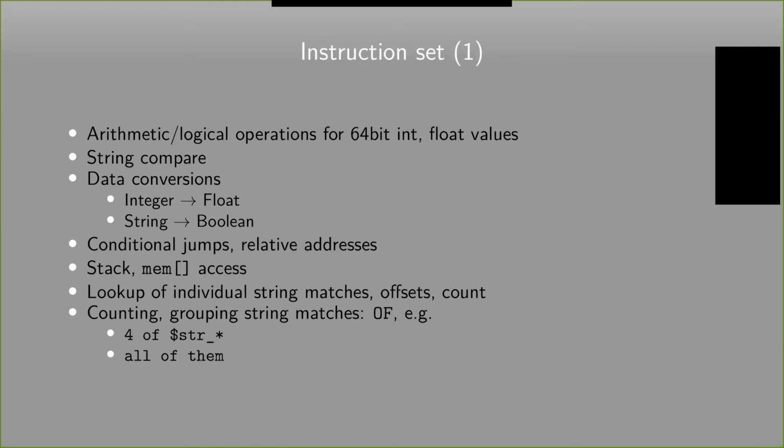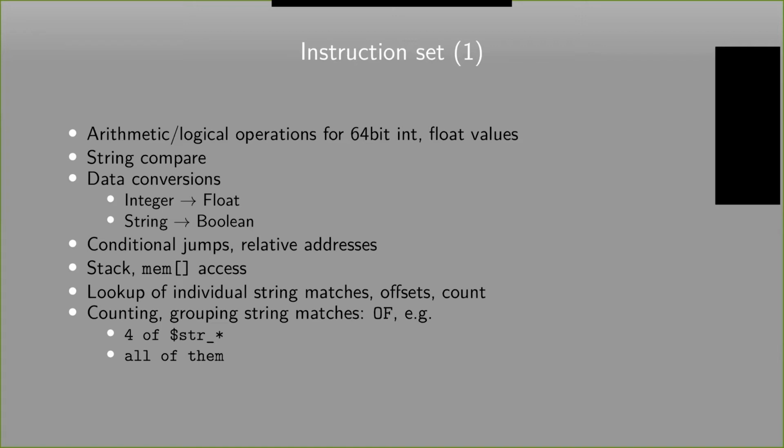We have some pretty normal, I would say, instruction set. We can do arithmetic and logical operations for integer and float values, and they're all 64-bit. We can do string compares. What is actually being used there, or passed around there, as we will see shortly, is pointers, and the string compare is actually backed by a C string compare function.